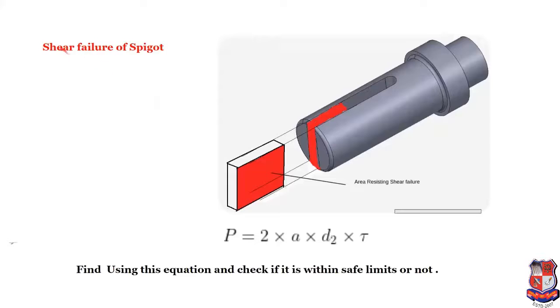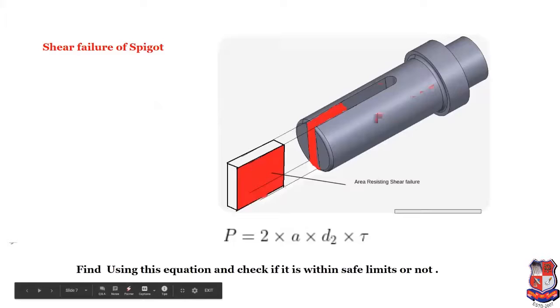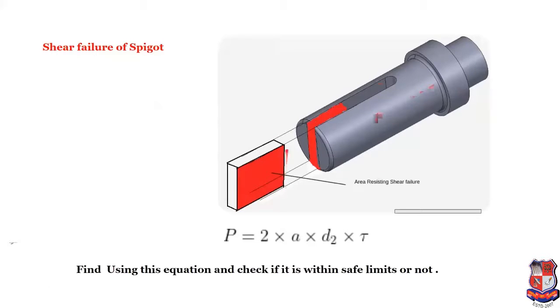Next is shear failure of spigot. Again, load direction is in this direction, so this one is the parallel area to the line of action of force. So tau is equal to load divided by area, and this area is nothing but the parallel area to the line of action of force. So P is equal to, this one is A and this one is D2. This dimension is D2 and this dimension is A.